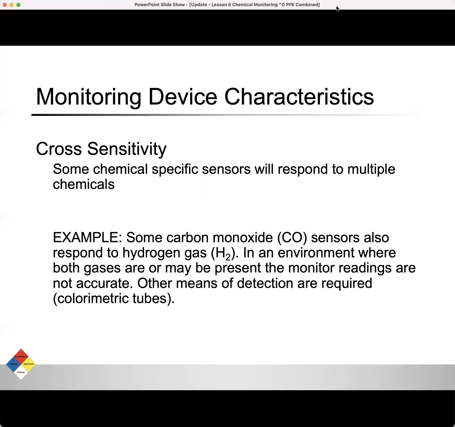If you're at a location such as this with both a source of carbon monoxide and a source of hydrogen gas, and you're looking with your standard 4-gas monitor for carbon monoxide, you need to ask, are you charging any batteries? If they are, if you're getting any readings for the carbon monoxide sensor, those readings cannot be trusted.